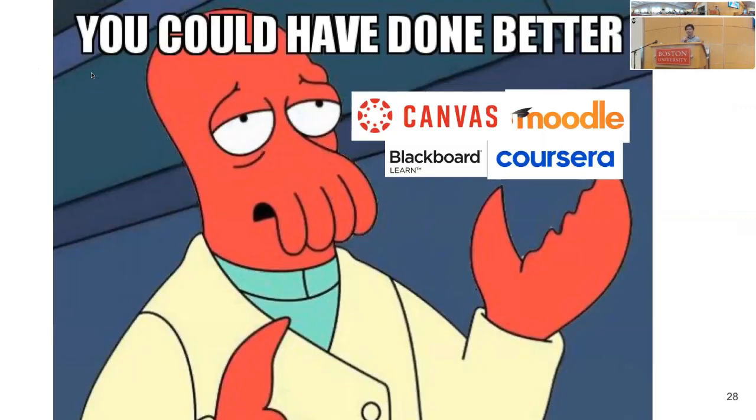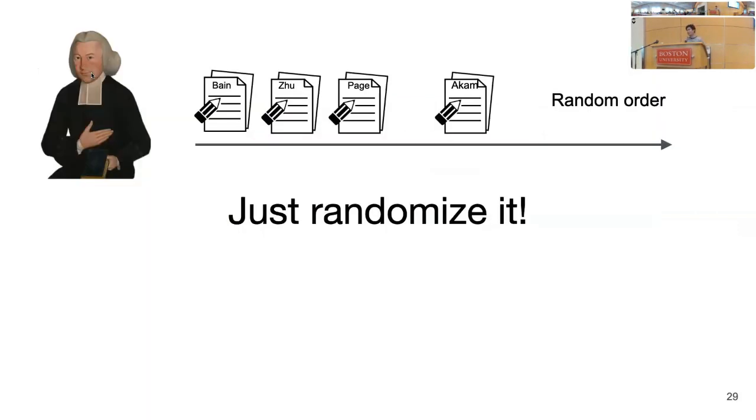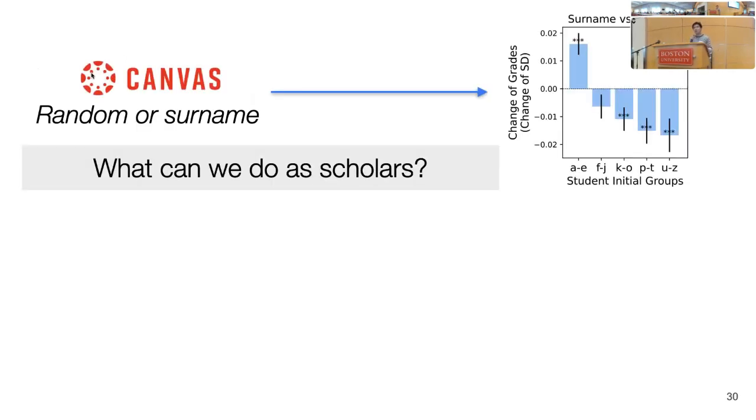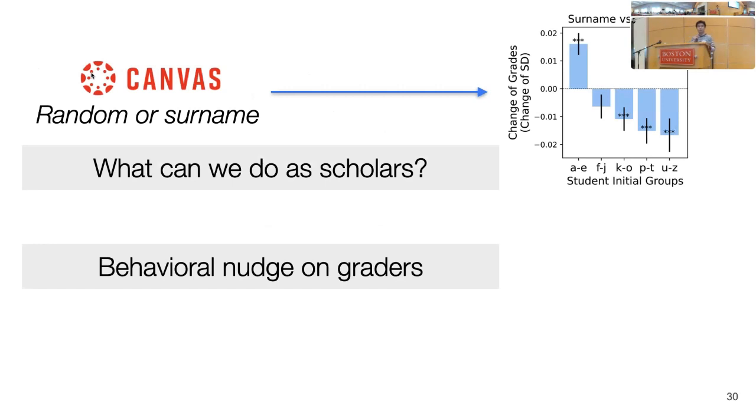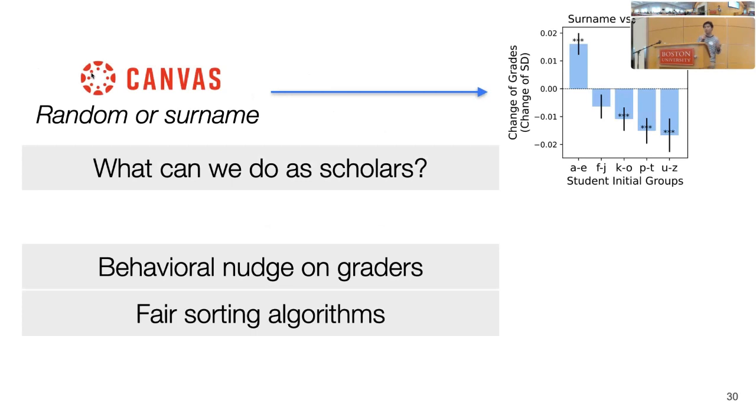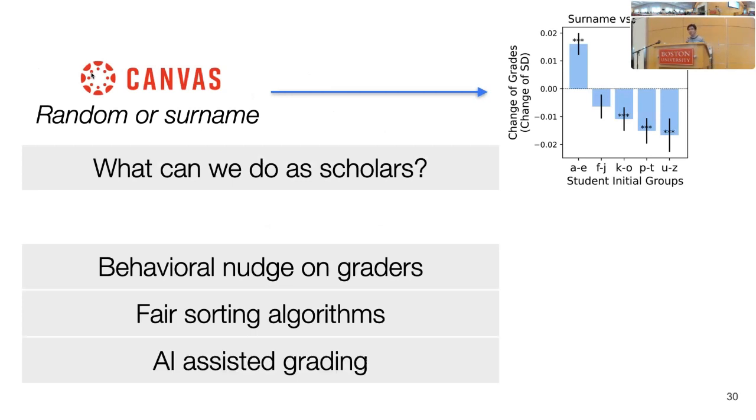And we argue that for all the learning management systems, the fix can be very simple. It can just be randomizing students' assignments instead of sorting them based on student surnames. But as scholars, there can be more complicated solutions for the sequential bias, since we know that's the root cause of this pattern. For example, we can design behavioral nudges for graders, design better, fairer sorting algorithms to pre-order student assignments, and maybe design a new AI assistant to help graders when they're getting fatigued.